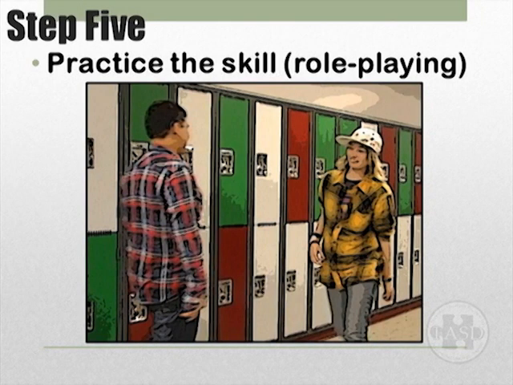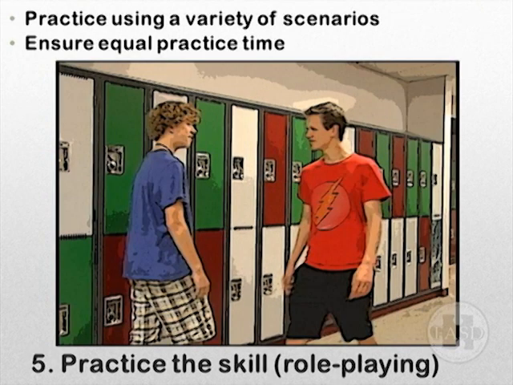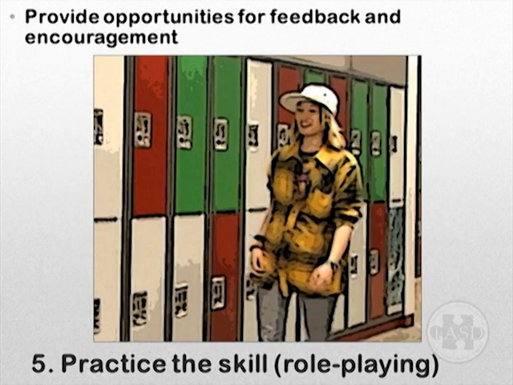Step 5. Practice the skill through role play. Once the students are able to show an understanding of the process and rules involved, divide them into groups of 2 or 3 and have them begin practicing through role play. Give the students various scenarios to practice. Have the students alternate roles with each new scenario so that each student gets equal practice time. Provide opportunities for feedback. Remember that students learn best with lots of encouragement and specific praise. Process teaching can work well here.